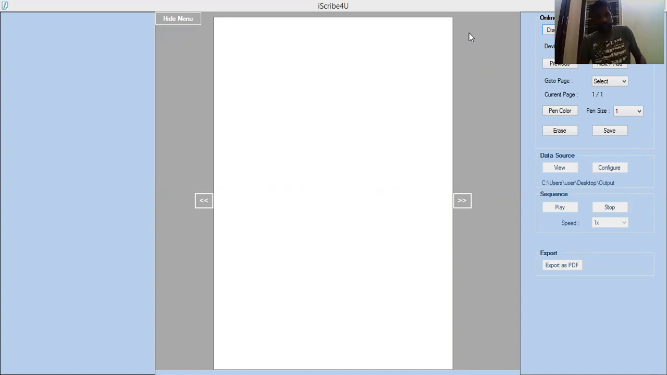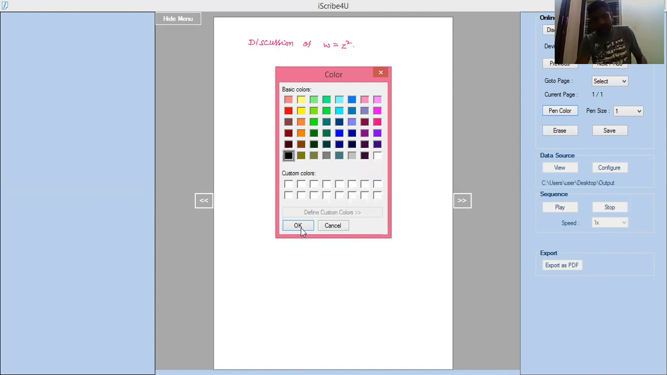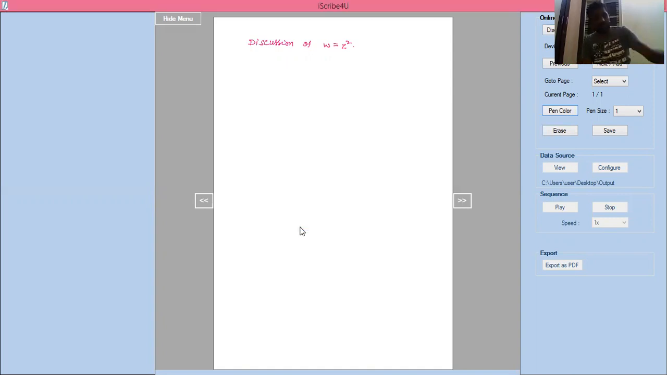In today's class, we are going to see the discussion of W equal to Z square in the conformal transformation. For this, we can take the conformal transformation W equal to U plus iV, and at the same time Z equal to X plus iY. So here, proof: W equal to Z square.